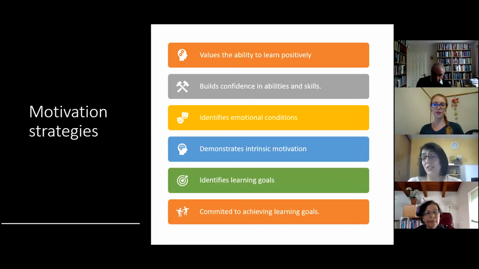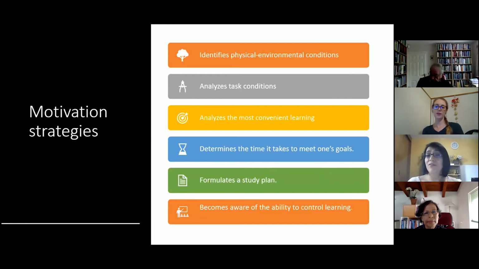And motivation strategies are also very important, right? Our student values the ability to learn positively, builds confidence in abilities and skills, identifies emotional conditions, demonstrates intrinsic motivation, identifies learning goals, and is committed to achieving learning goals. Identifies physical environmental conditions, analyzes task conditions, analyzes the most convenient learning, determines the time it takes to meet objectives, formulates a study plan, and becomes aware of the ability to control learning, right?